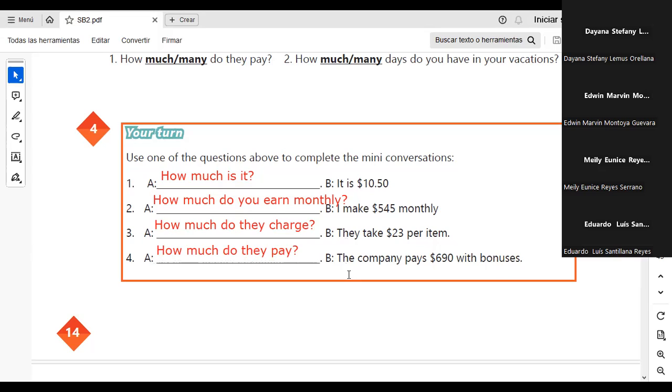Okay, in the question number one, how much is it? Two, how much do you earn monthly? Okay, listen to the intonation. How much is it? How much do you earn monthly? How much do they charge? How much do they pay? Okay, let me see. Edwin, read the four questions, please. And Eduardo, read the answers.